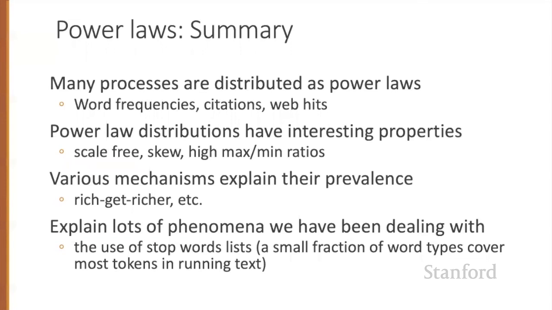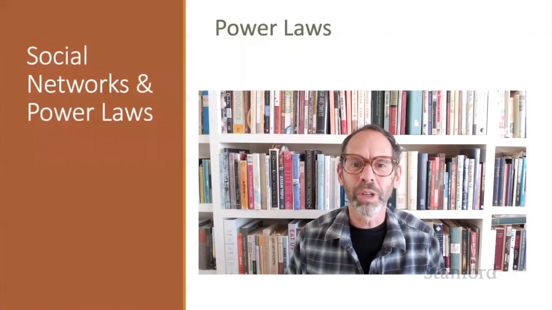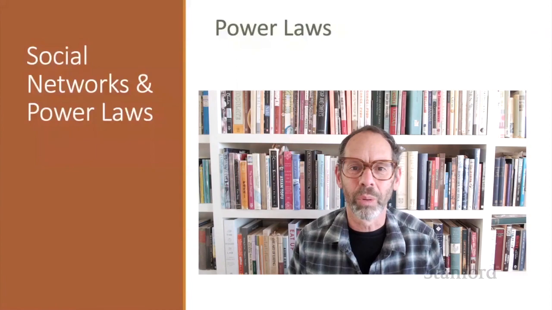So in summary, many processes are distributed as power laws: word frequencies, citations, web hits. And these power law distributions have interesting properties. They're scale-free, they have a strong skew, they have high max-min ratios, and there are various mechanisms like rich get richer mechanisms to explain their prevalence. And they explain phenomena we've been dealing with all quarter: the use of stop word lists. A small fraction of word types covers most tokens in running text, which explains why a stop word list might be small. We've learned about power law distributions and their roles and properties.